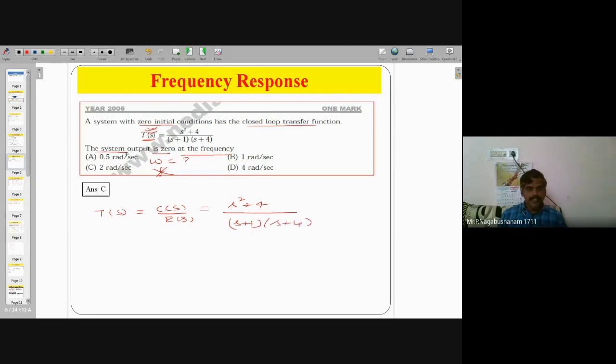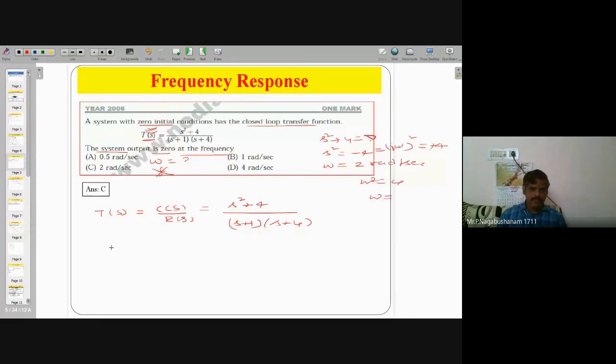They're telling the system output is 0 at what frequency? If it is a 1 mark, simply equate numerator to 0. If you don't want to follow all these steps, if the system output is 0, send this R of s to the right side. C of s equal to 0 means simply equate the numerator to 0. s square plus 4 equal to 0, s square equal to minus 4. So omega equal to 2 radians per second. Why? s equal to j omega, whole square is equal to minus 4. j square minus gets cancelled. Omega square equal to 4, so omega equal to 2 radians per second.